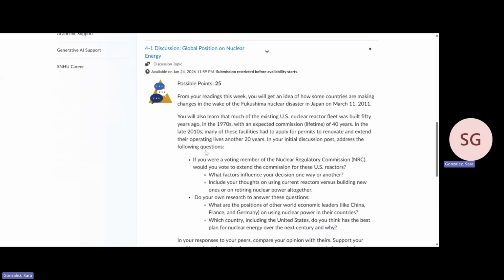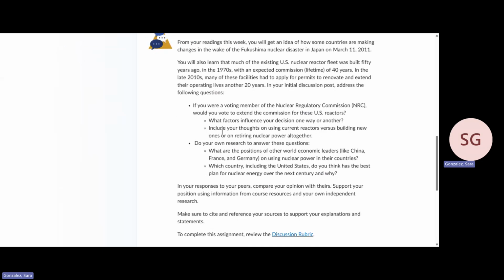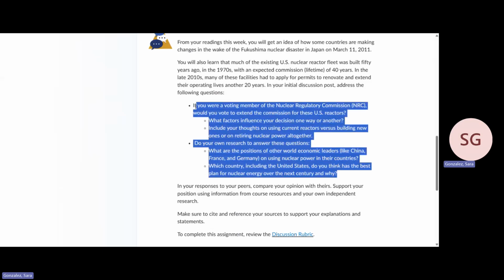Your discussion this week is going to be your opinion on nuclear. You'll learn that much of the existing nuclear energy fleet was built more than 50 years ago. So what's your take on it? If you were a voting member of the NRC, would you vote to extend the commission for nuclear reactors? What are those factors? Why not? What are your thoughts?